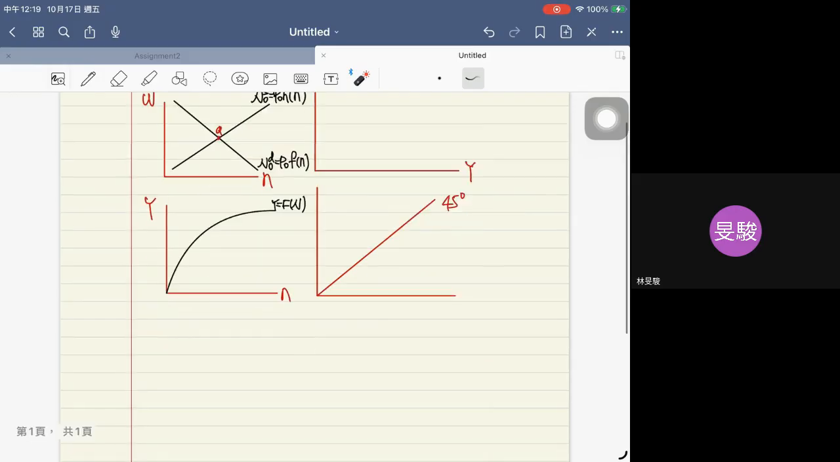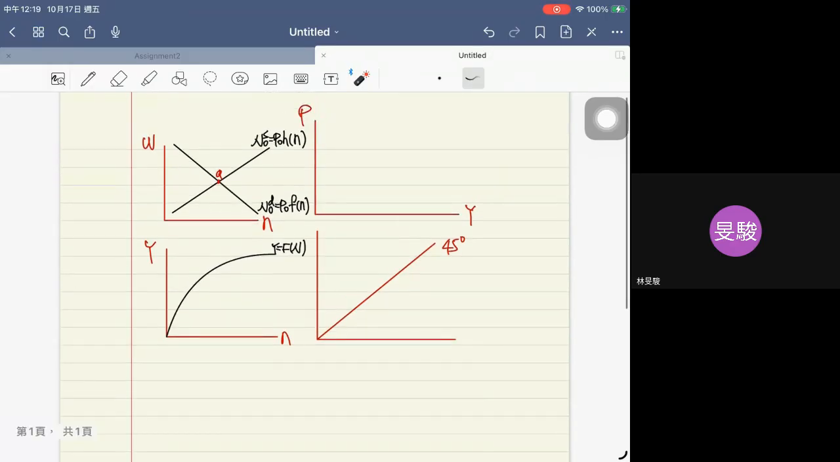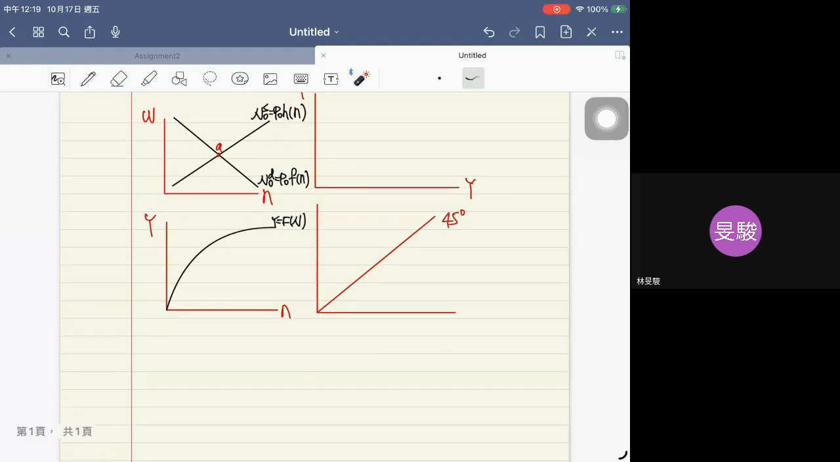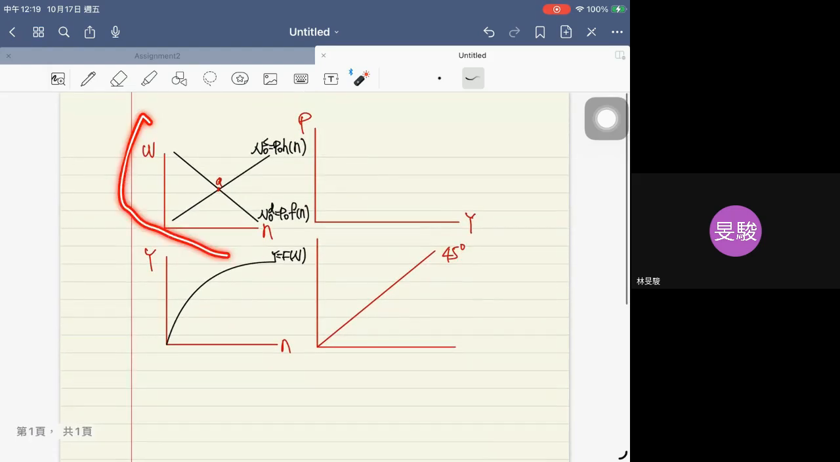And this figure shows the production function, and the fourth quadrant illustrates the transformation line. Okay, and let us start from the labor market.